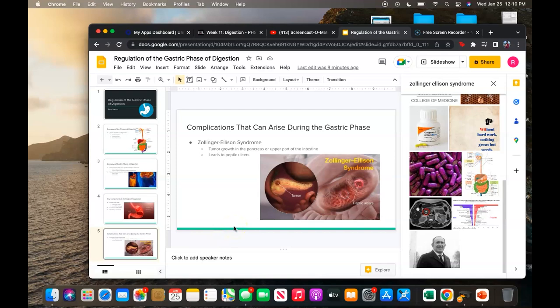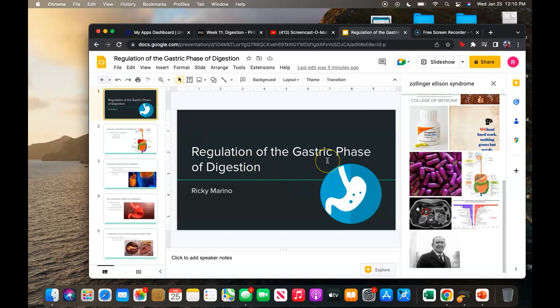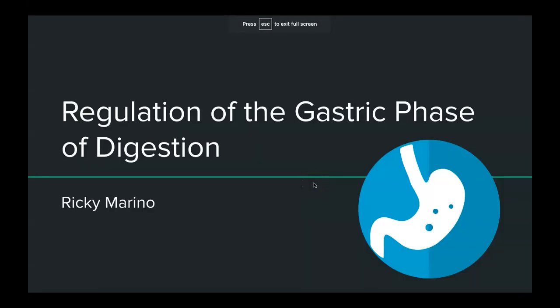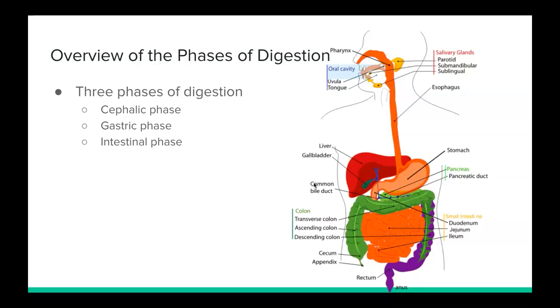Okay, so today I am going to be talking to you about the regulation of the gastric phase of digestion. So to begin, I included a slide on the overview of the phases of digestion. It consists of three phases: the cephalic phase, the gastric phase, and the intestinal phase.